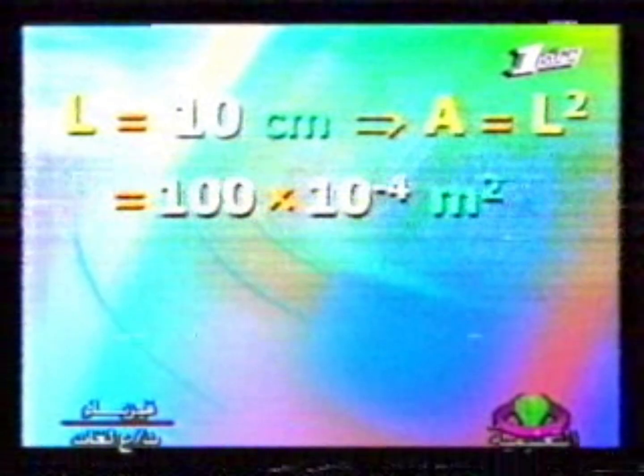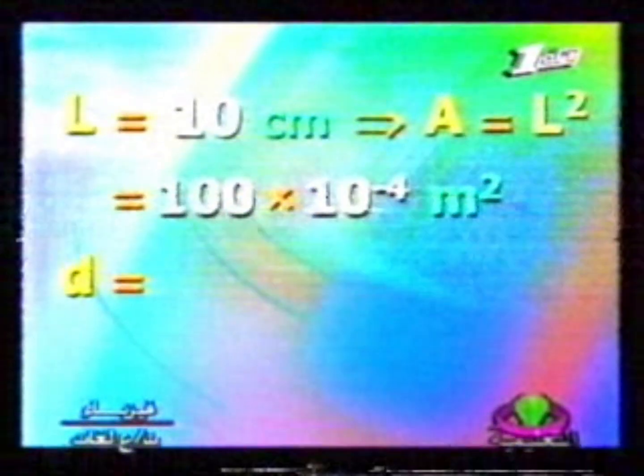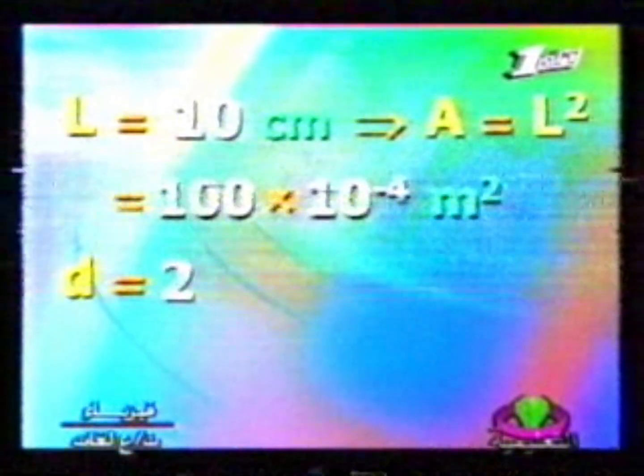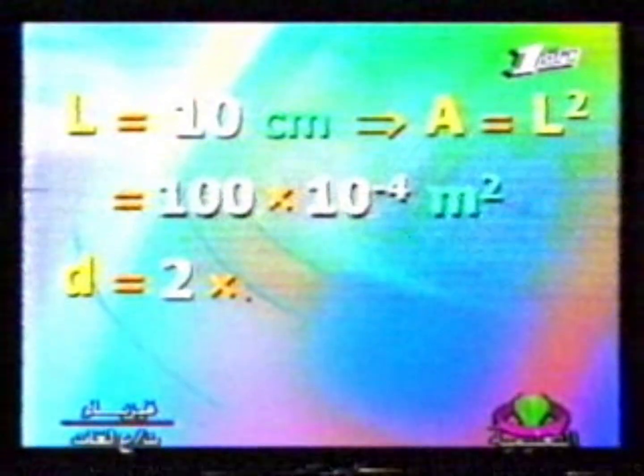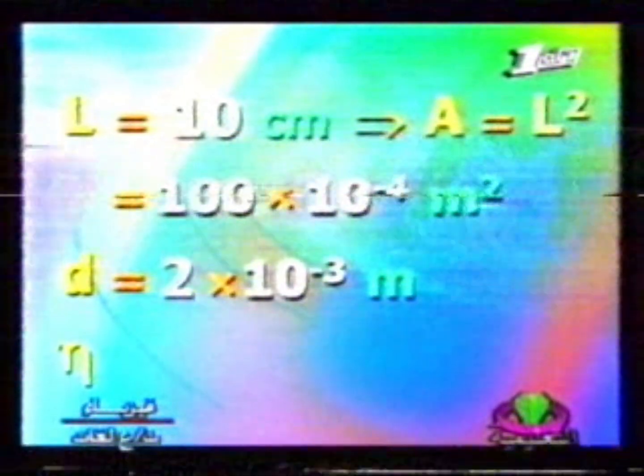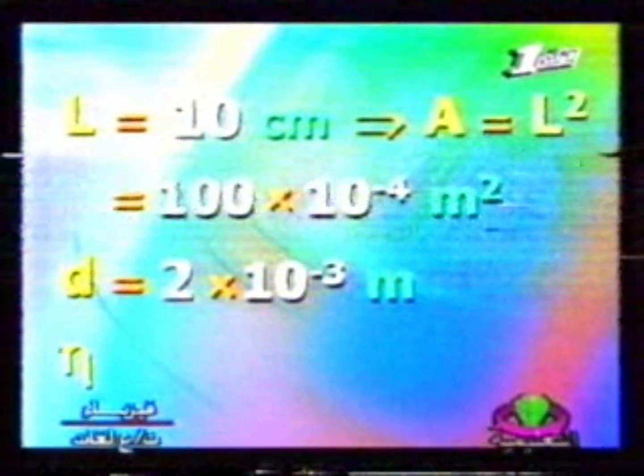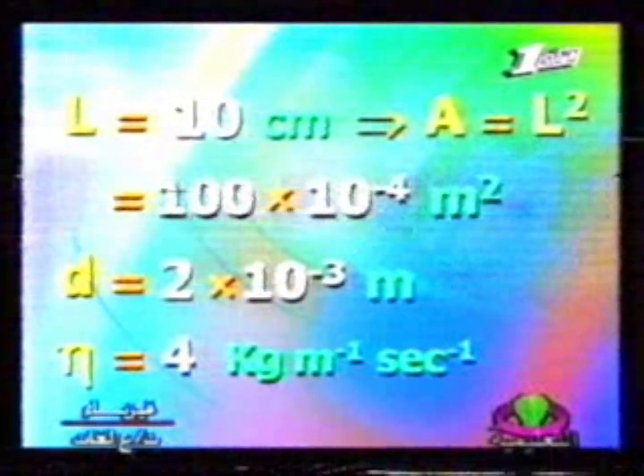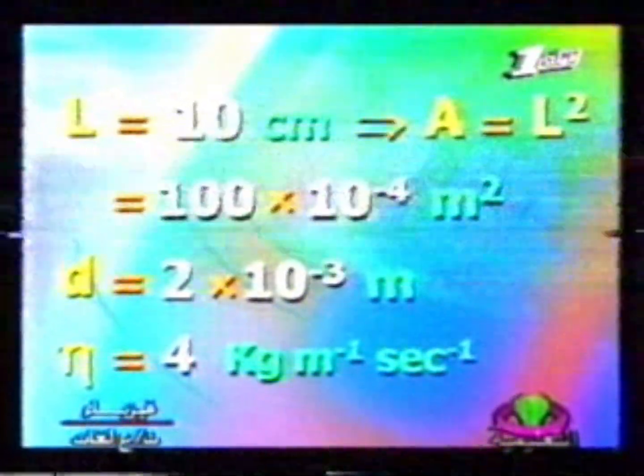Since L equals 10 centimeter and the area of the square equals L square, therefore the area equals 100 times 10 to the power negative 4 meter square. Good. The thickness D is 2 millimeter. We have to change it to meter, multiply it by what? Good. Times 10 to the power negative 3. And eta equals 4 kilogram meter negative 1 second to the power negative 1. The force is 10 Newton, we need to determine the velocity.